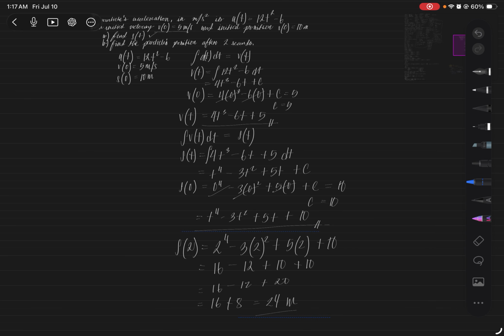So the equation for the position is t raised to 4 minus 3 times t raised to 2 plus 5t then plus 10. Then if we substitute the value of 2, or the position after 2 seconds, the position is 24 meters. So that's it for this problem.